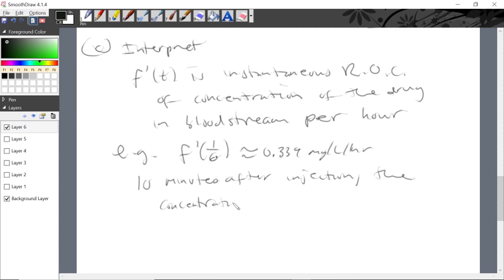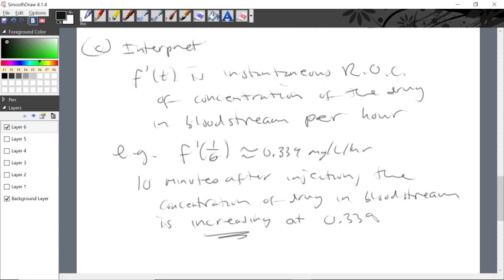Okay, the concentration of drug in the bloodstream is increasing. Why is it increasing? Because f prime is greater than 0. It's interpreted as a slope. So this is increasing, okay, at a rate of 0.339 milligrams per liter per hour.